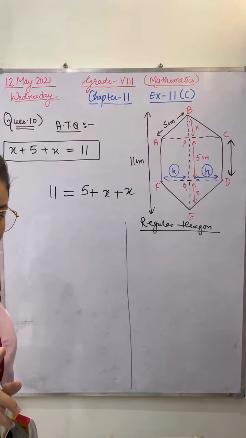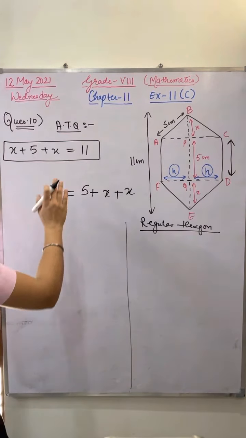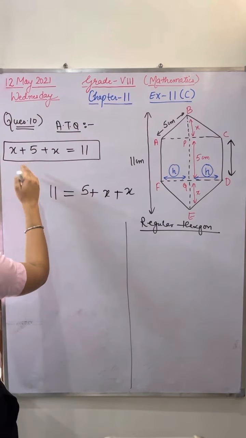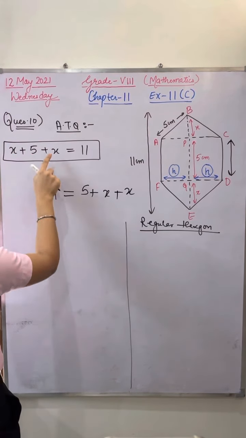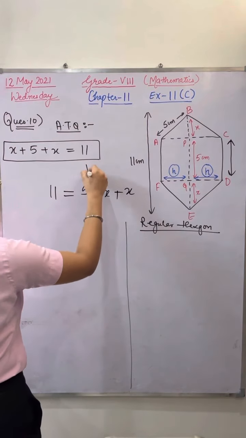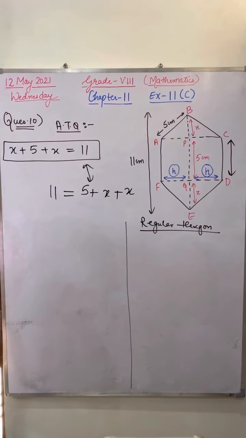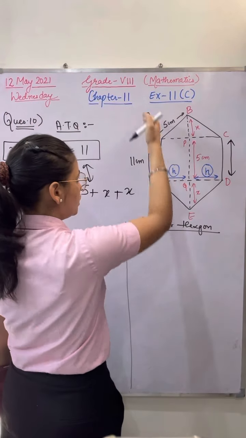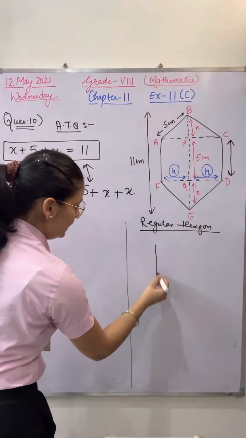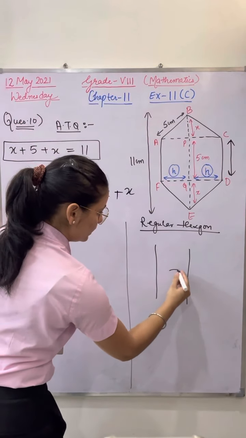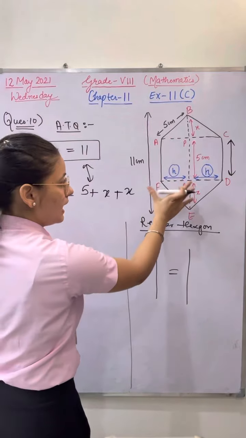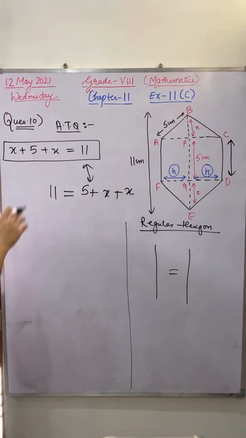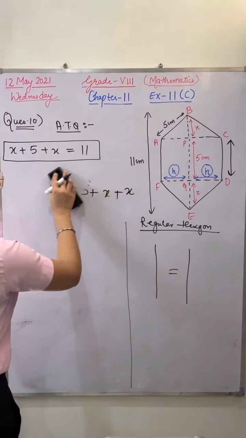Now got it? So you have to write in this way. You have to equate this 11. I have written here 11, and you have written x plus 5 plus x is equal to 11. Both are same. So they have written x plus 5 plus x is equal to 11. This height and this height they have equated because both are of similar length. Now with this formula, you will take out the value of x.